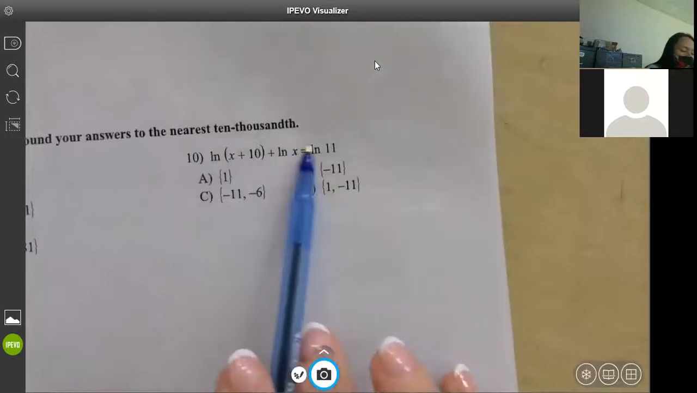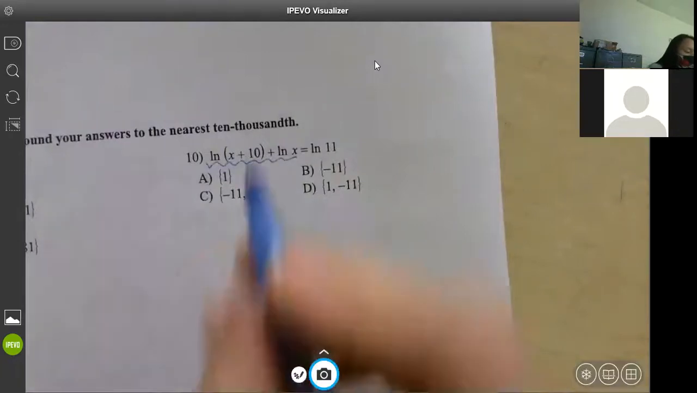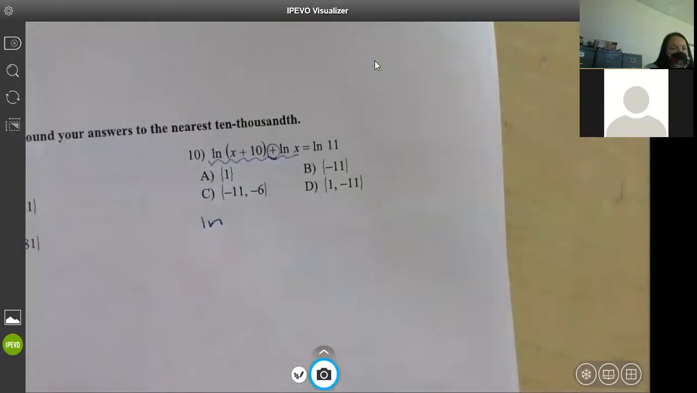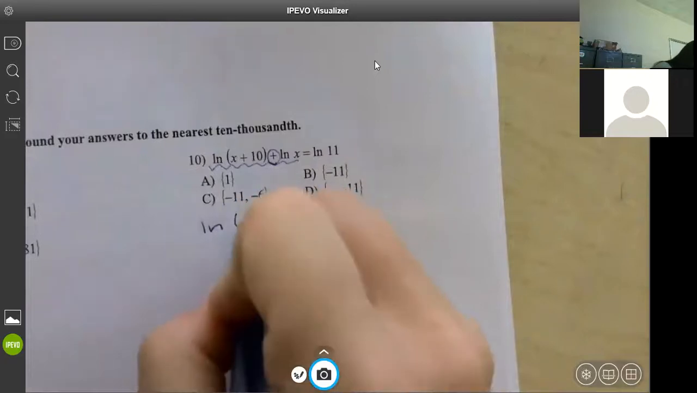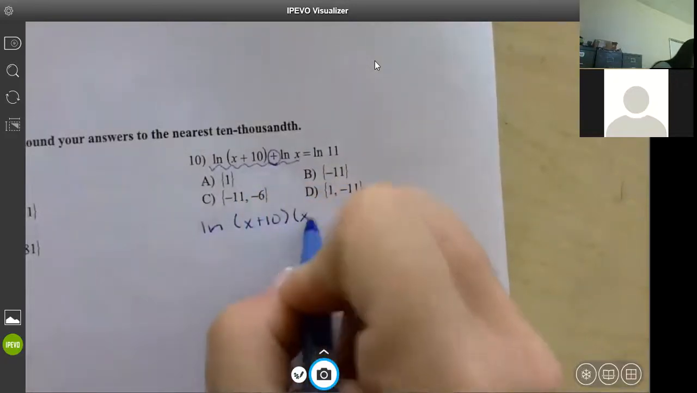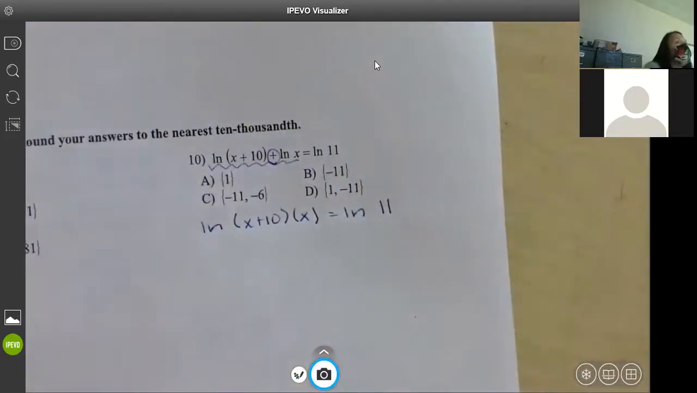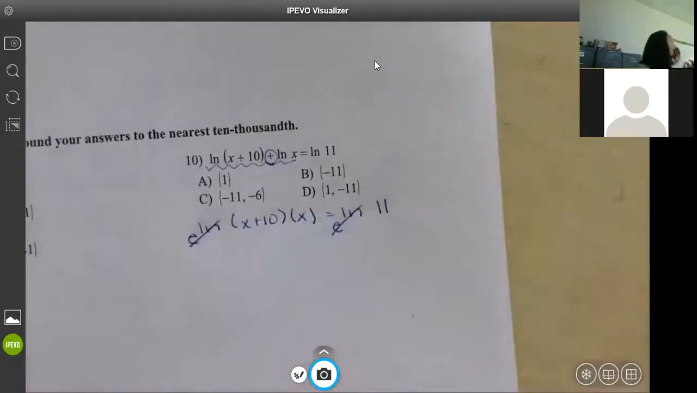So you see all of these ln's, we can't have 2 on the same side. So I need to put those together. Since it's plus, I'm going to multiply. And you guys at home, you can just write this on your notes. It's not a big deal, but it's number 10 on your quiz today. So (x plus 10) times x equals ln 11. Look at what you have. Since I have ln on both sides, I can mark them out. If you screw up and you e both sides like this, remember that they cancel out anyway. So you can't mess it up, okay? You can't mess it up.